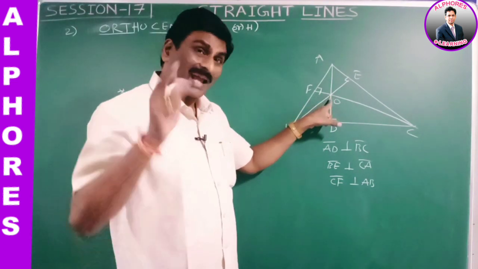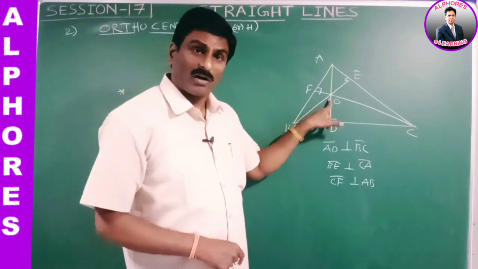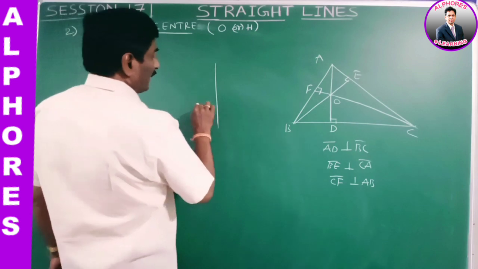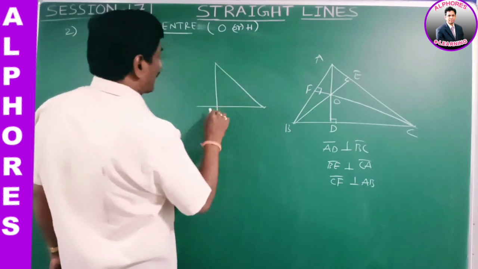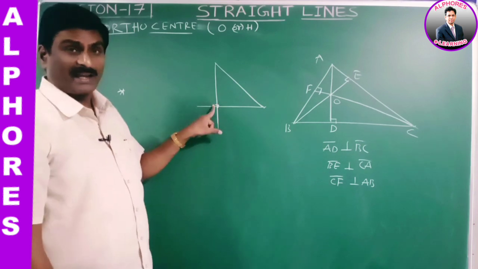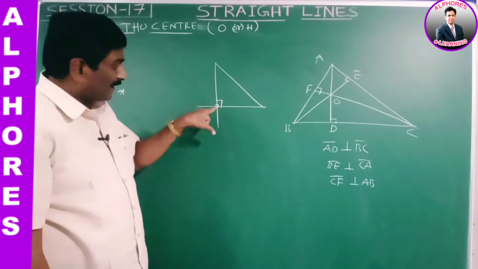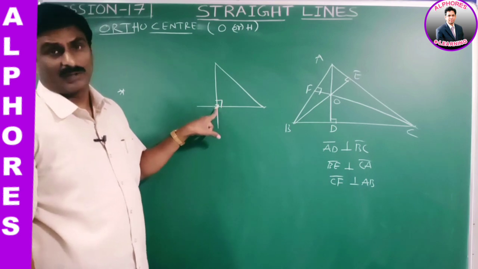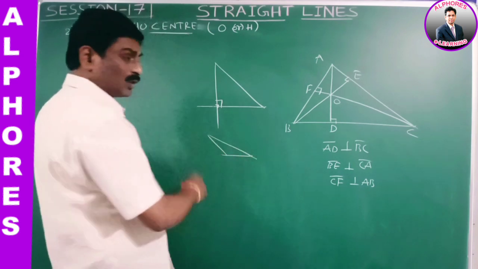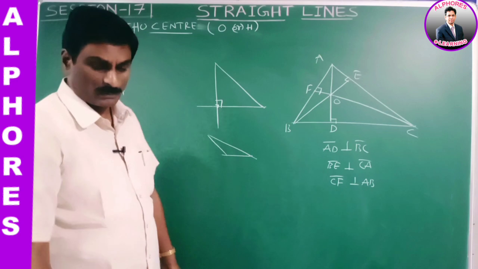Next, please note this point. The orthocenter for an acute angle triangle always lies inside. In a right angle triangle, the orthocenter is the right angled vertex, the vertex whose angle is 90 degrees. Next, in an obtuse angle triangle, where one of the angles is more than 90 degrees, the orthocenter lies outside of the triangle. Please note these points.